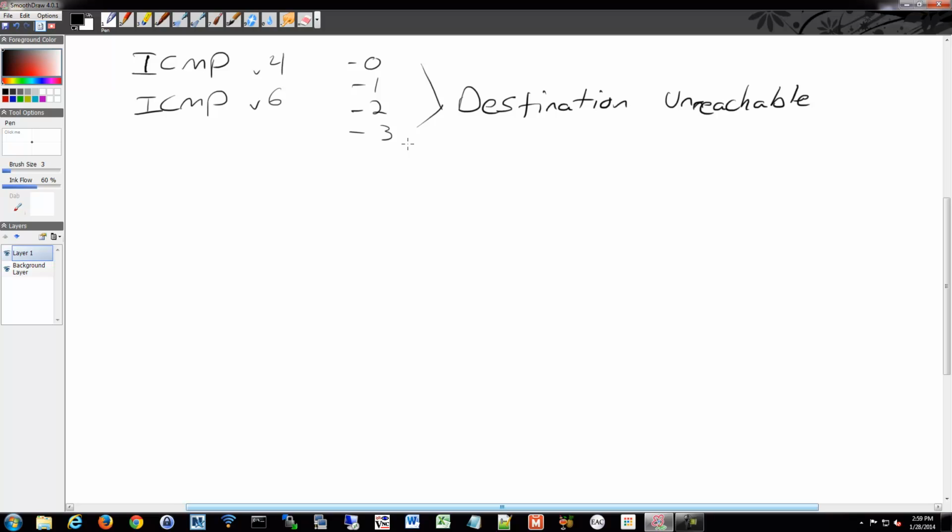It has this time exceeded, but it does not use a TTL. It uses a hop limit field, which is basically the same idea, but they just renamed it. Time exceeded. Almost the same.